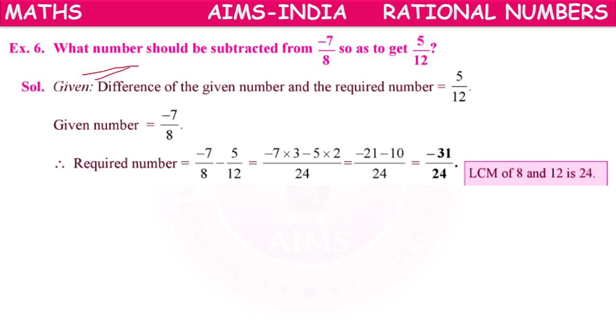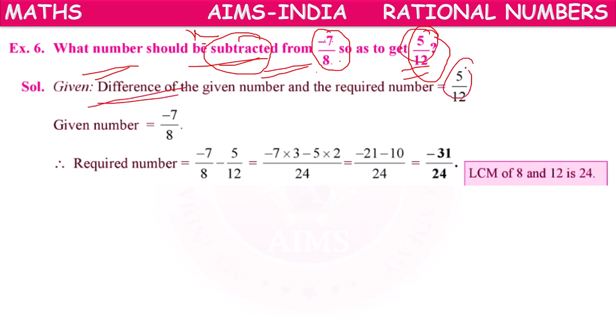Next one. What number should be subtracted from minus 7 by 8 so as to get 5 by 12? Here they have given subtracted from minus 7 by 8. Means let x be subtracted from minus 7 by 8. So then their difference is 5 by 12. So difference they have given 5 by 12. One number they have given. So then what will be the required number?